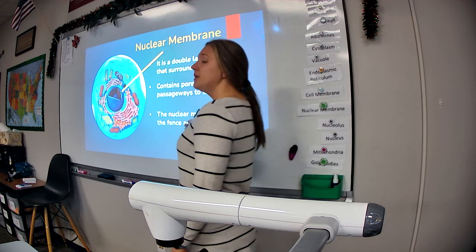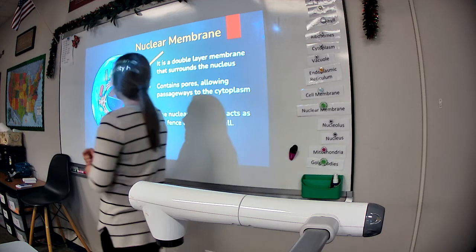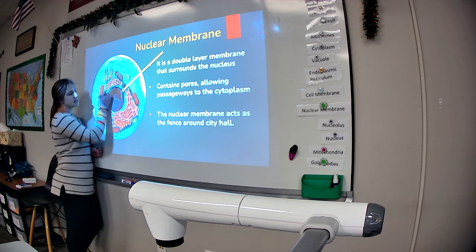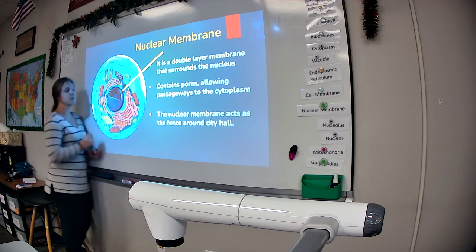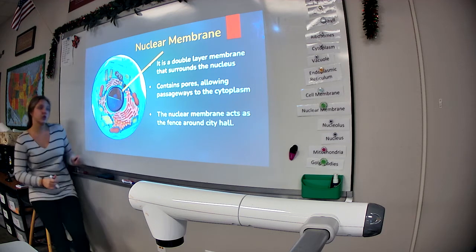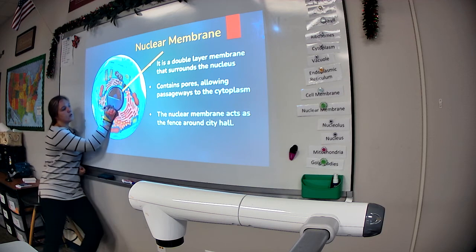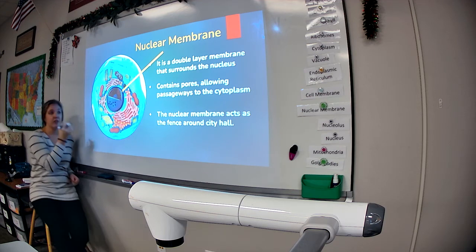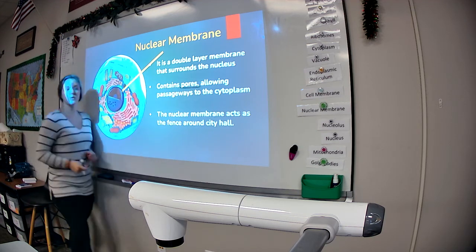All right. Nuclear membrane. So if I were to locate it on the diagram, it's this covering around the whole outside part of the nucleus. Now, if you look closely at the picture, you'll see these little holes all throughout the nuclear membrane. In the picture, they kind of look like little dents. Those are the pores of the nucleus.